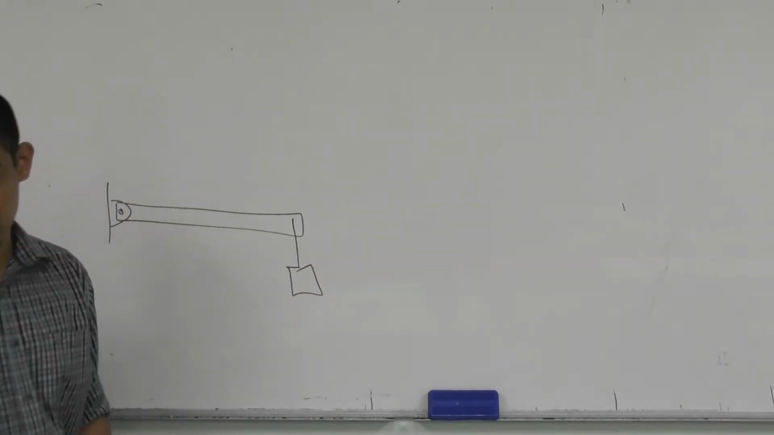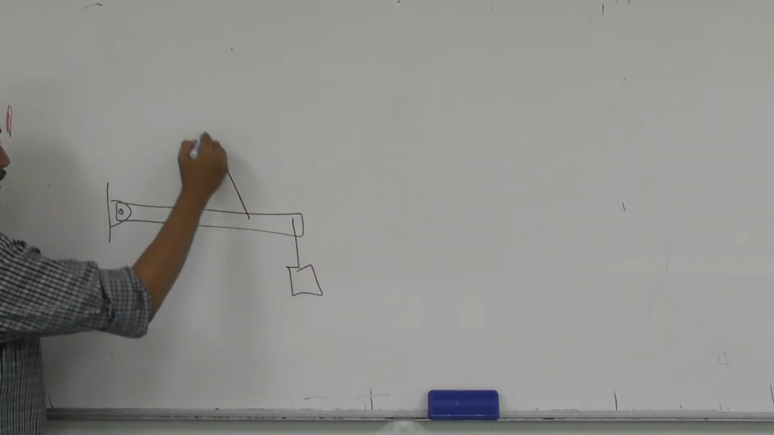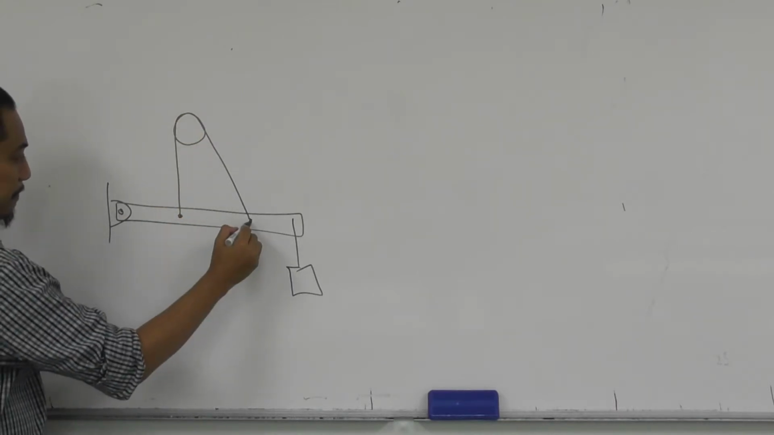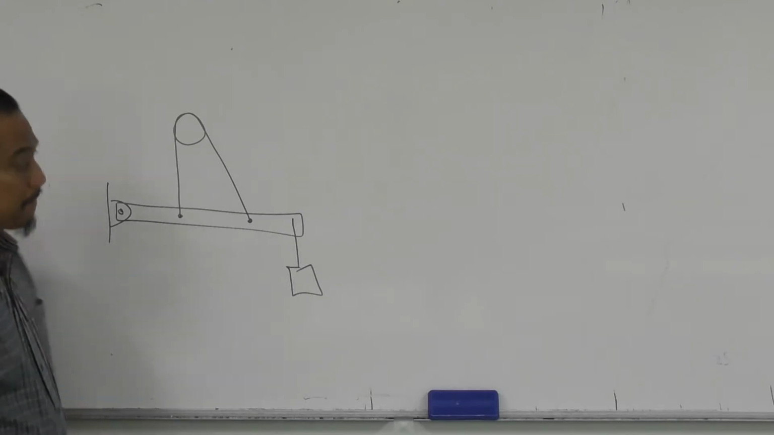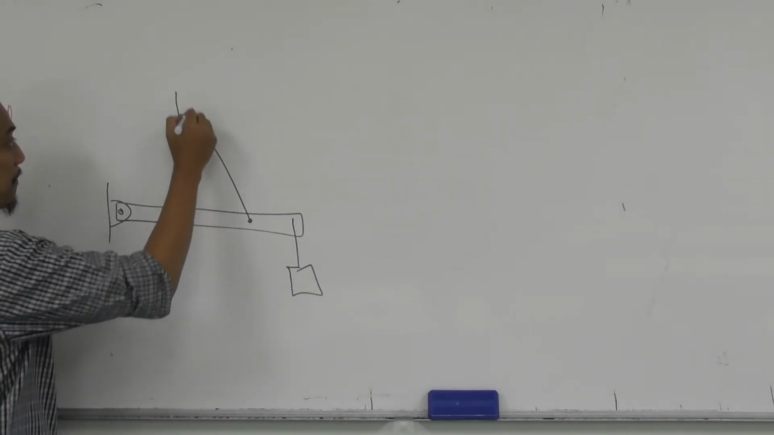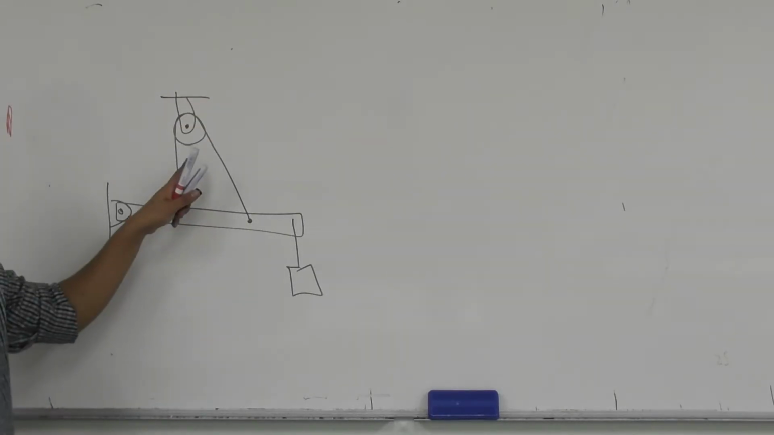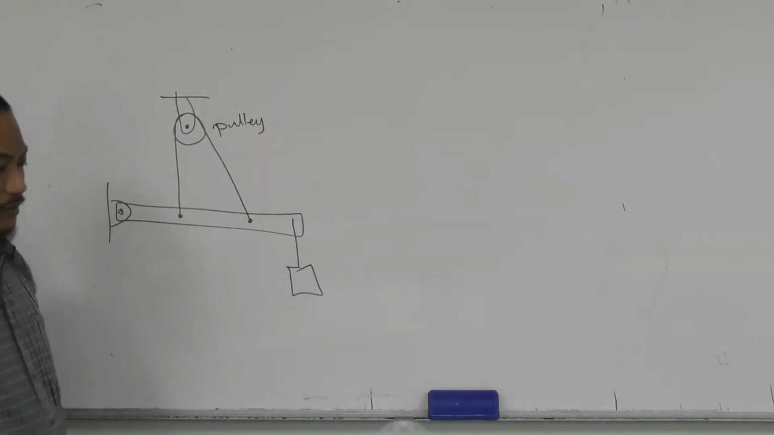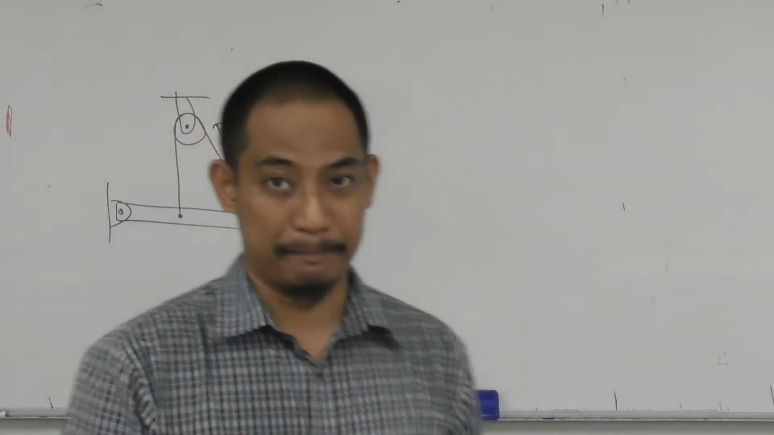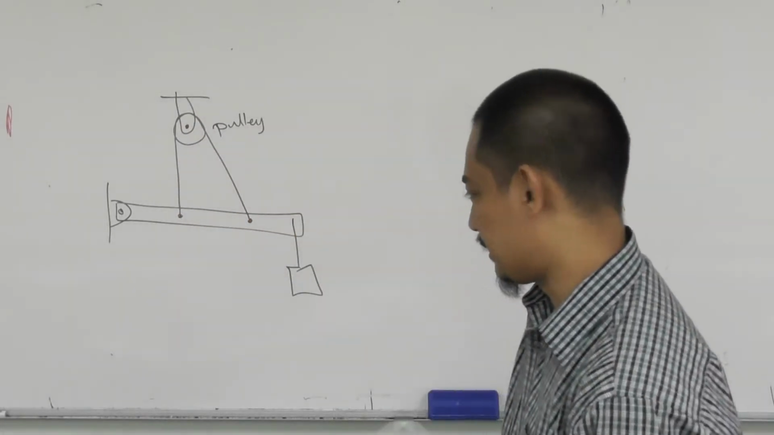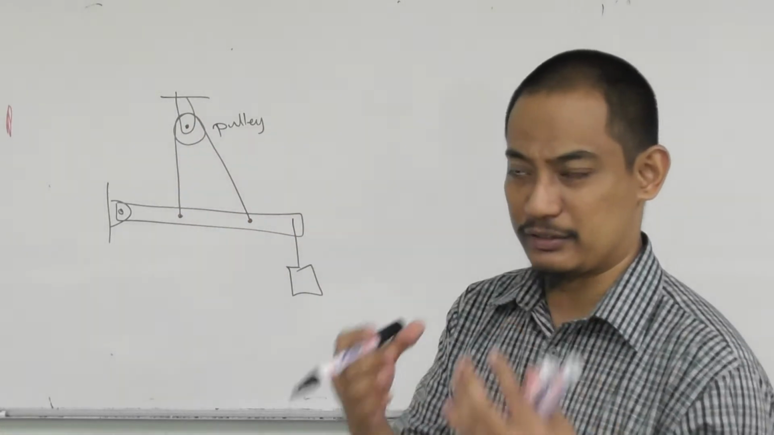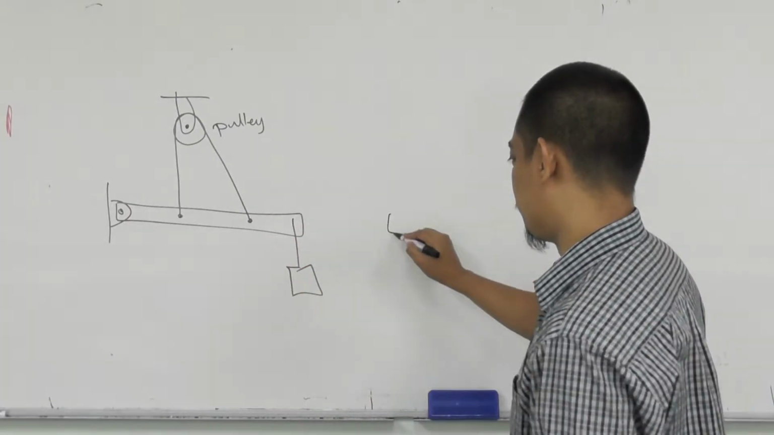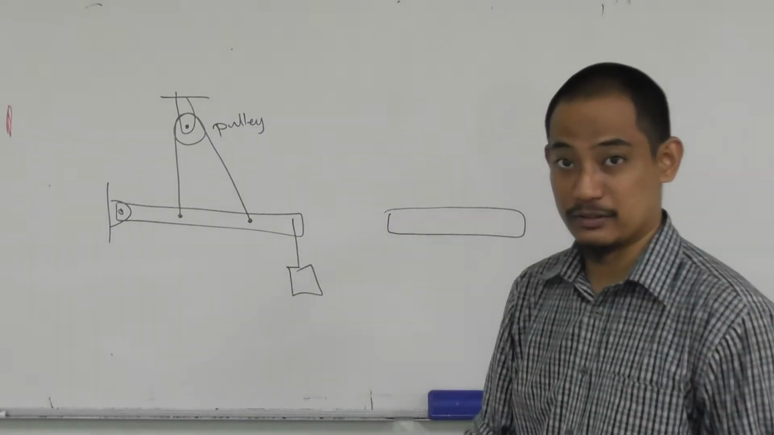Let's say there's a mesh there, and then you have something that goes through the pulley there, right? Right. So this is a pulley. How to draw the free body diagram? Right. So basically, first you have to identify what is the body that you want to draw. So I will just use this beam. That beam is the body.